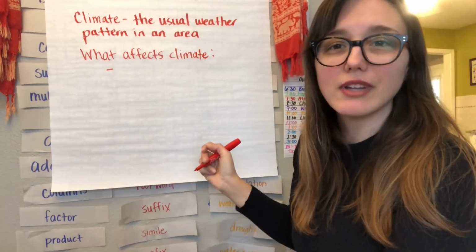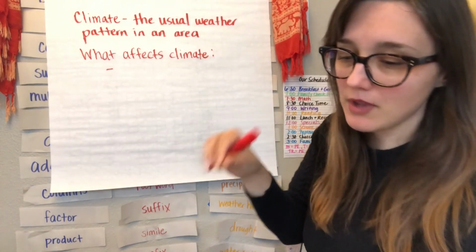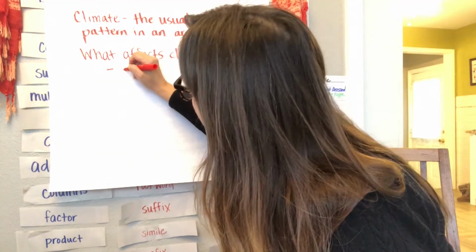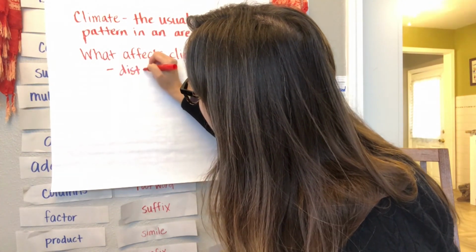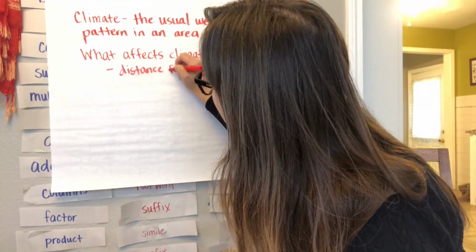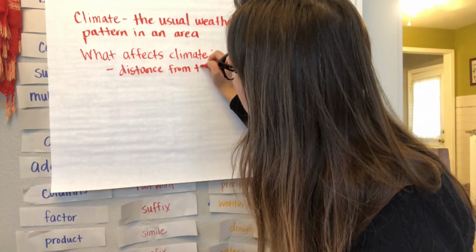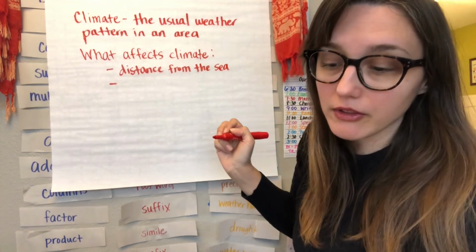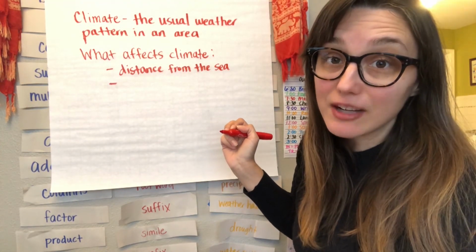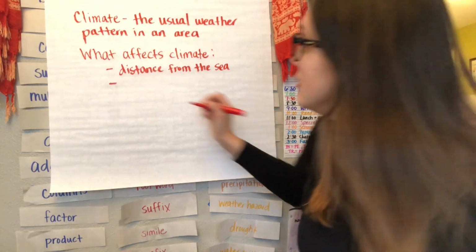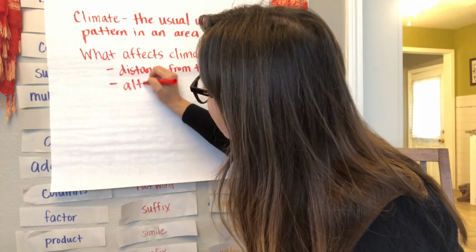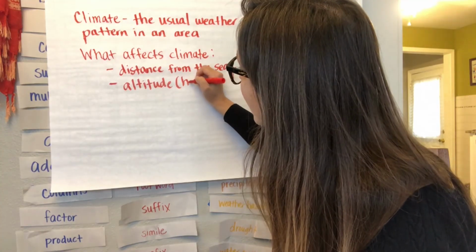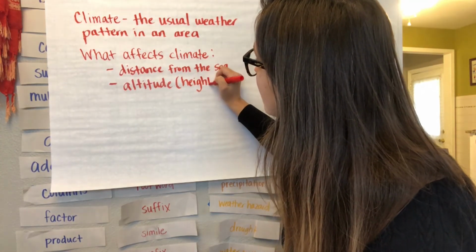And I'm just going to do kind of bullet points here, okay? So what affects climate? The distance from the sea. Here's another thing: the height above sea level, called the altitude. That's a big science word. Altitude, or we'll say height above sea.